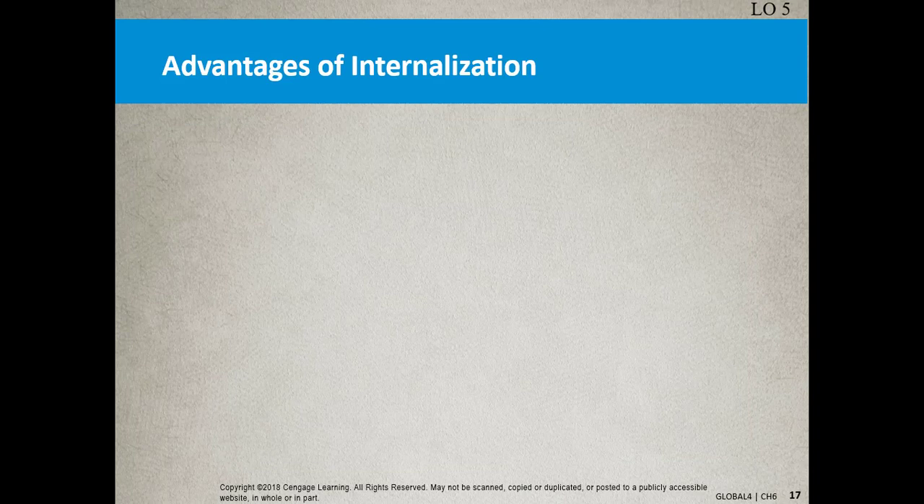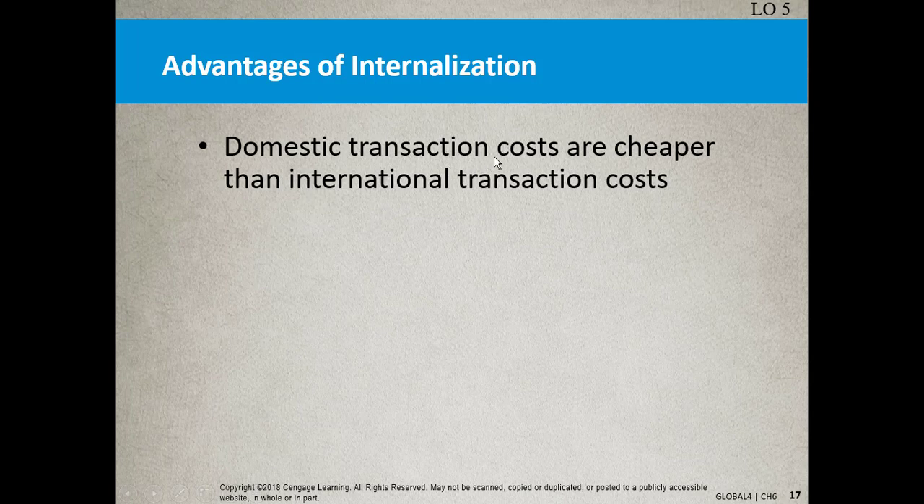And so the advantages are here going to be domestic transaction costs are cheaper than international transaction costs. There is a premium you're going to pay if you're coming in as a foreign entity into another country. We're not even just talking about tariffs over here. We're talking about just transaction costs. And so by being a local, quote unquote, now it's cheaper for you.